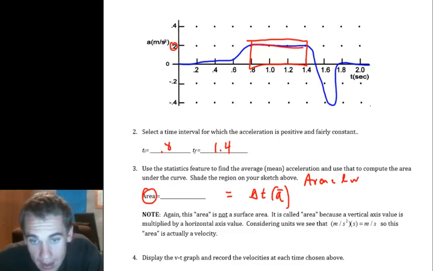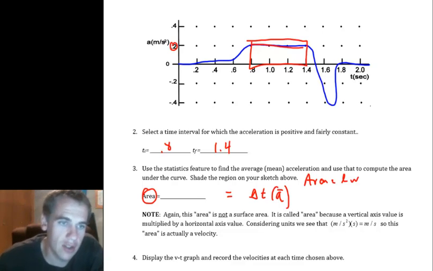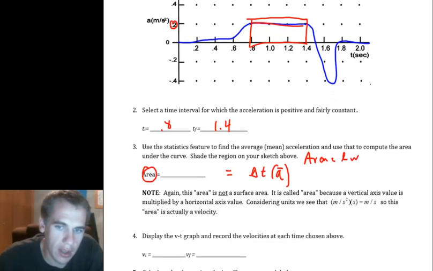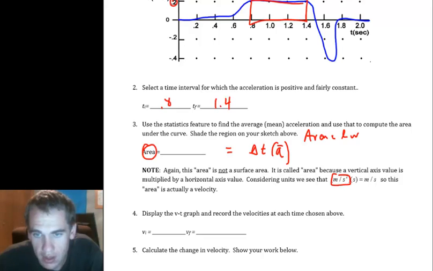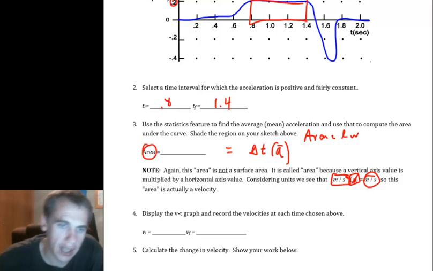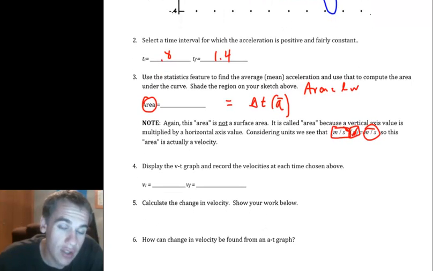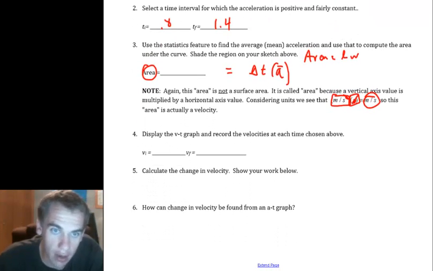Okay, and again, this is not a surface area, it's just an area because we're multiplying a length times a width or a base times a height or whatever. But as units, we see we're going to take the acceleration, meters per second squared, times seconds. This seconds cancels that square, and we'll be left with meters per second. So it's actually a velocity. Okay, so first I had you calculate the velocity or the area under that curve. Then I wanted you to, on your velocity time graph that corresponded, find your delta V.